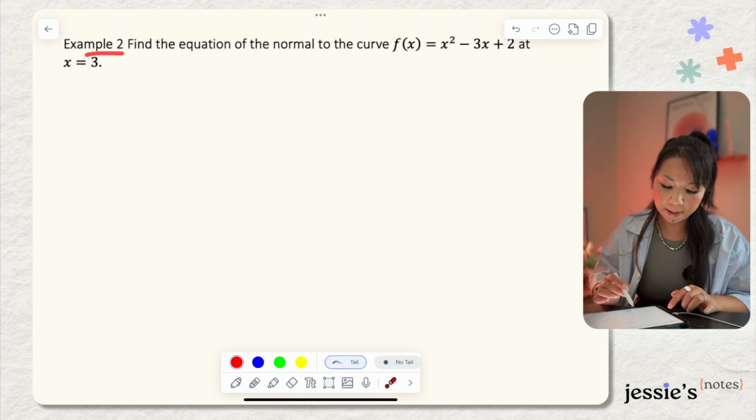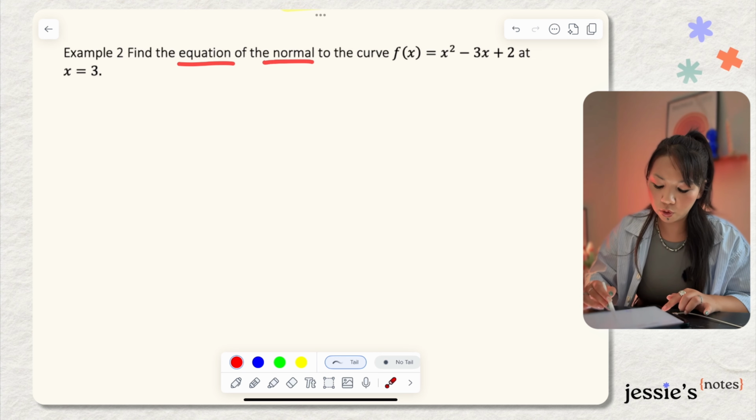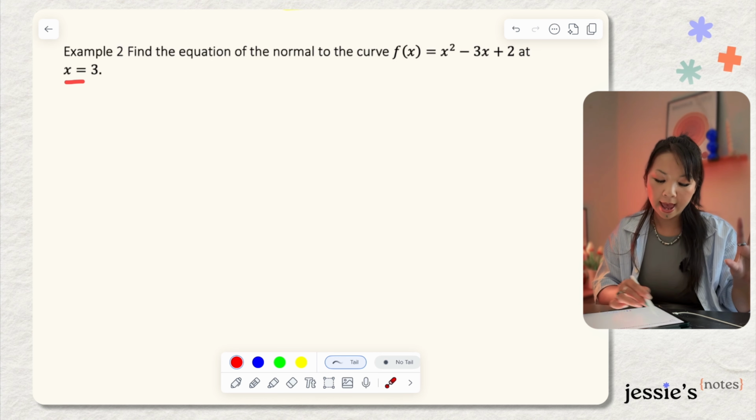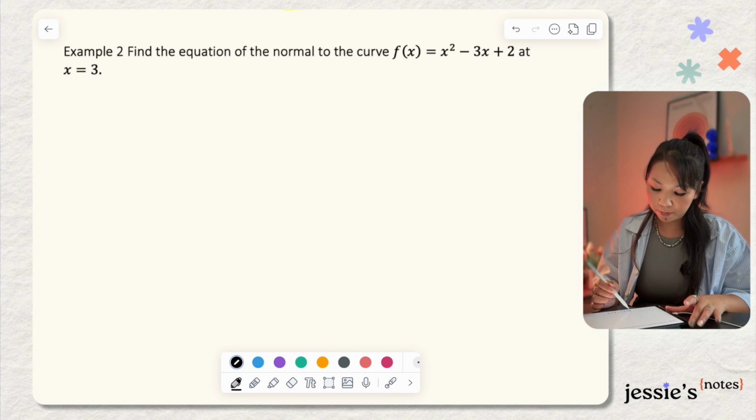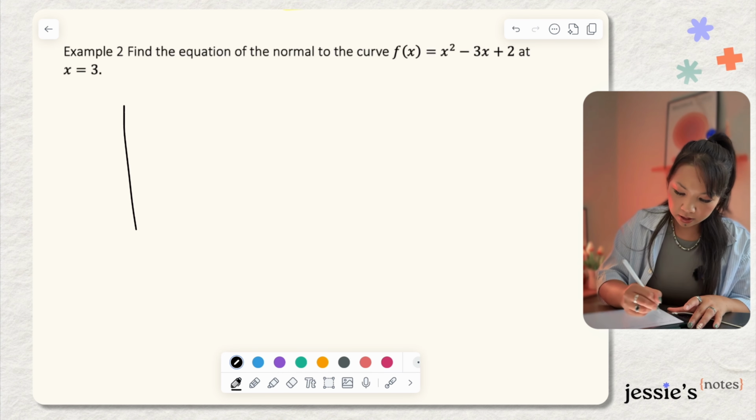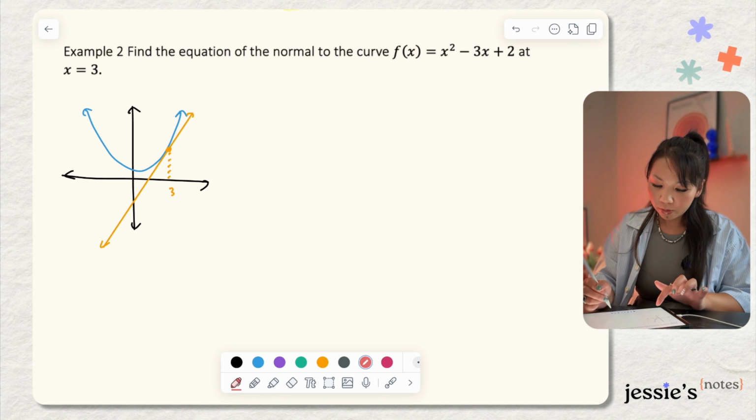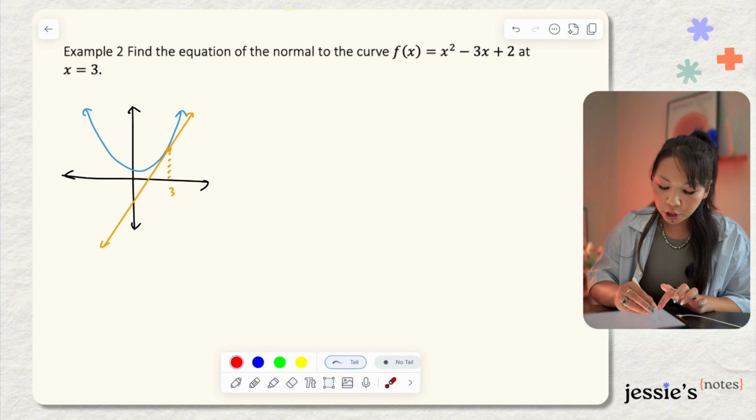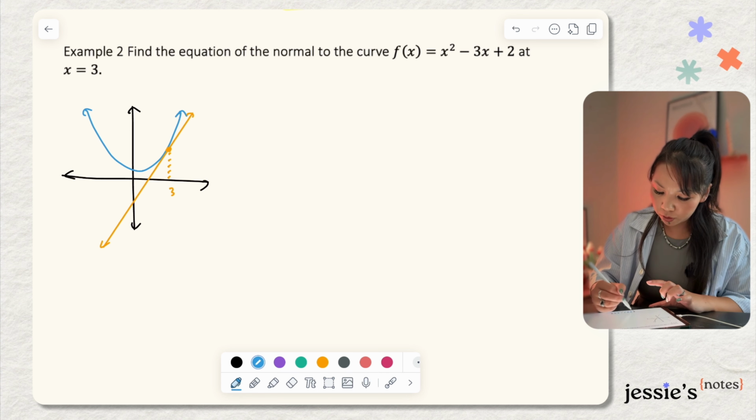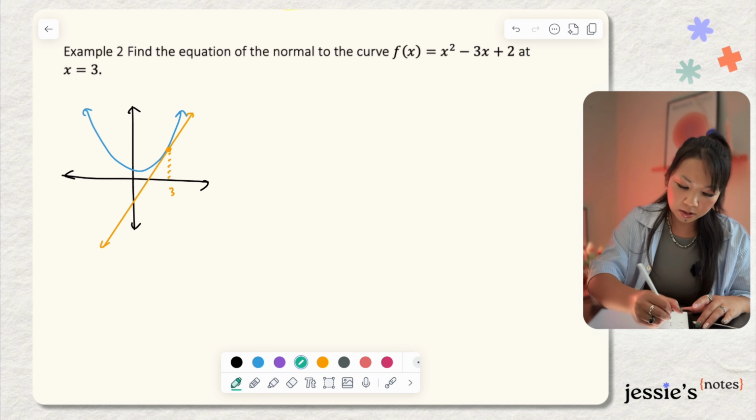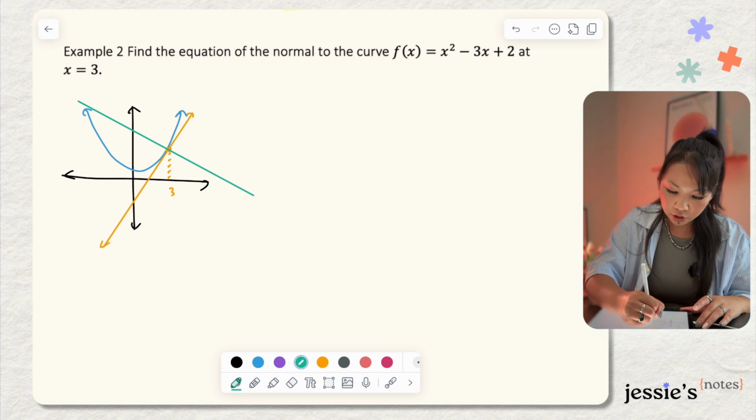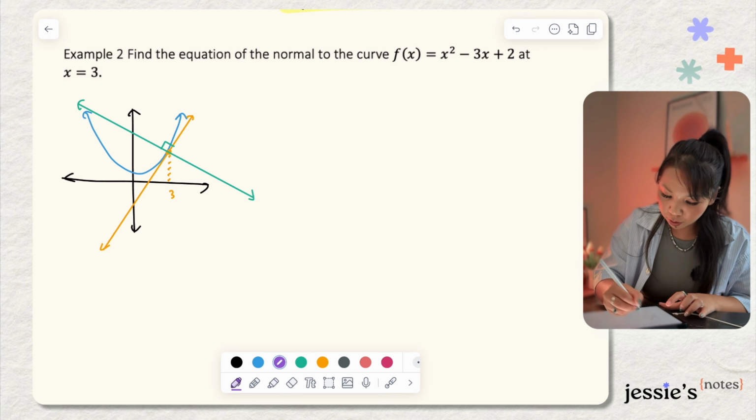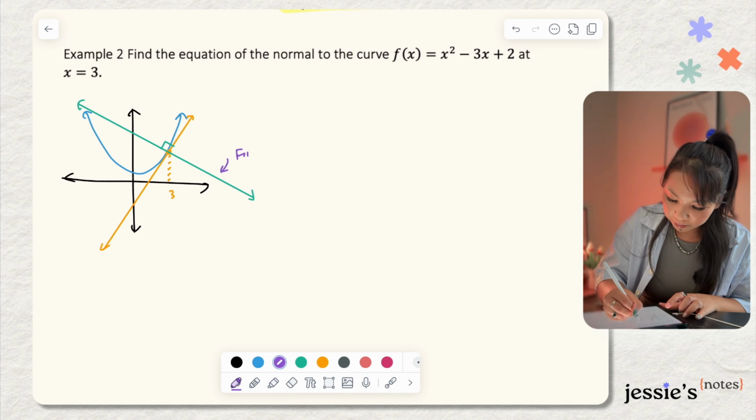Perfect. Okay, example 2. Find the equation of the normal to the curve f of x equals x squared minus 3x plus 2 at x equals 3. So once again, I'm going to visualize this. So here I've drawn in a tangent at the point x equals 3. But the question wants me to find the equation of the normal. So the normal is going to be the line that is perpendicular to the tangent. So I'm going to draw one on top, make that 90 degrees. So that means we're trying to find the equation of that line.